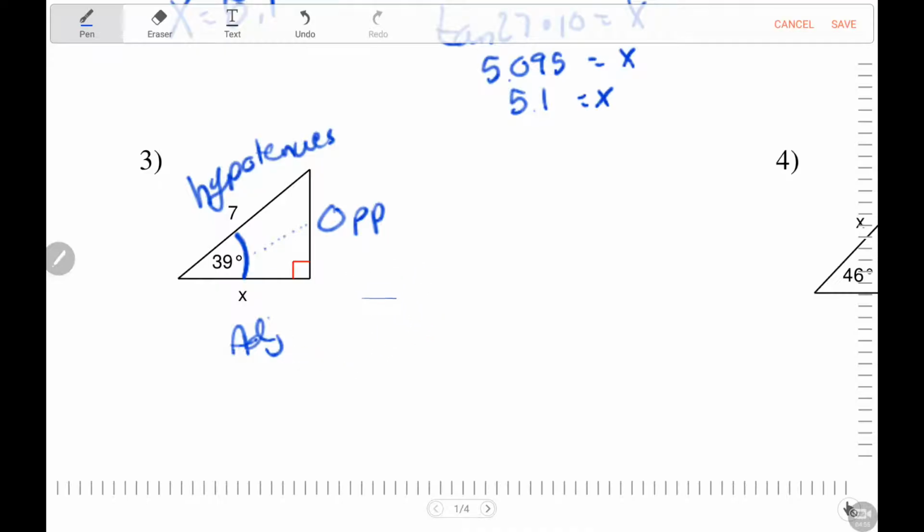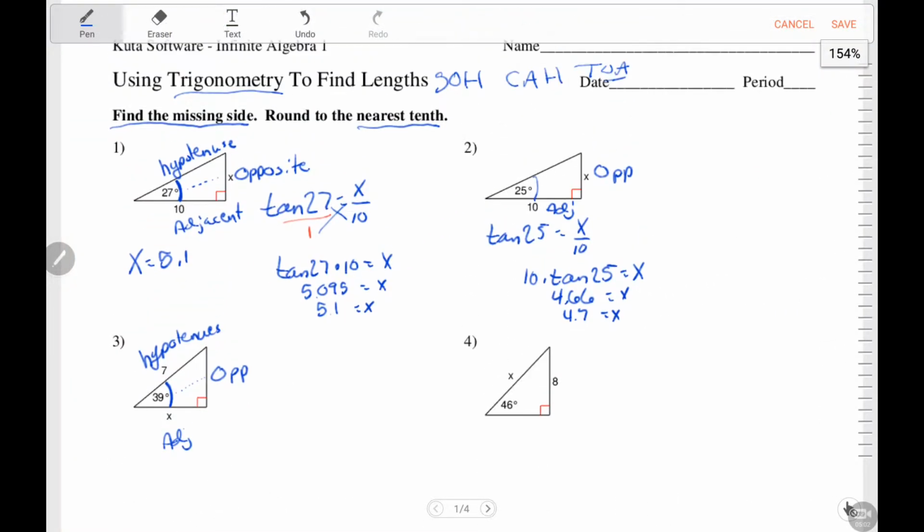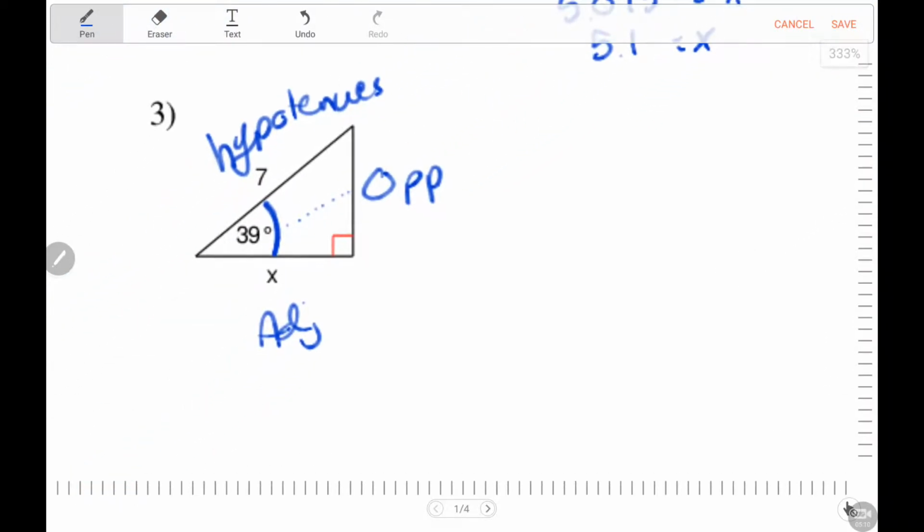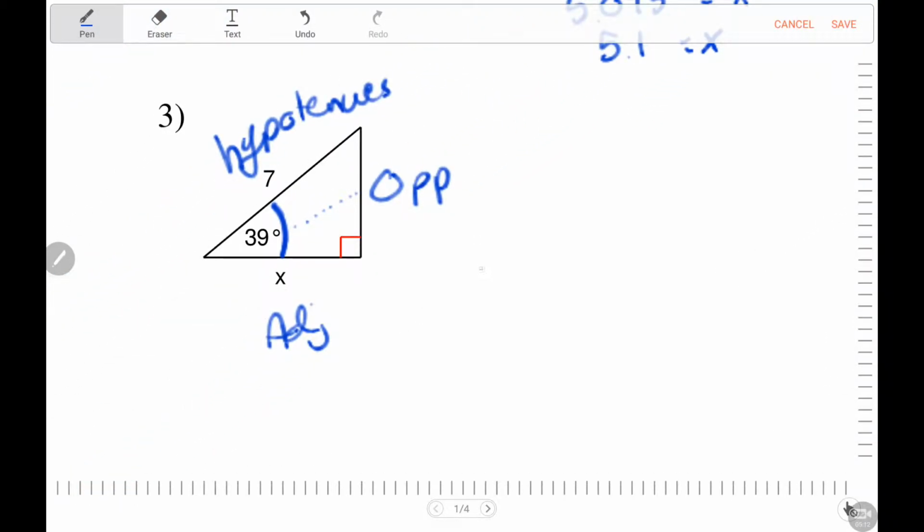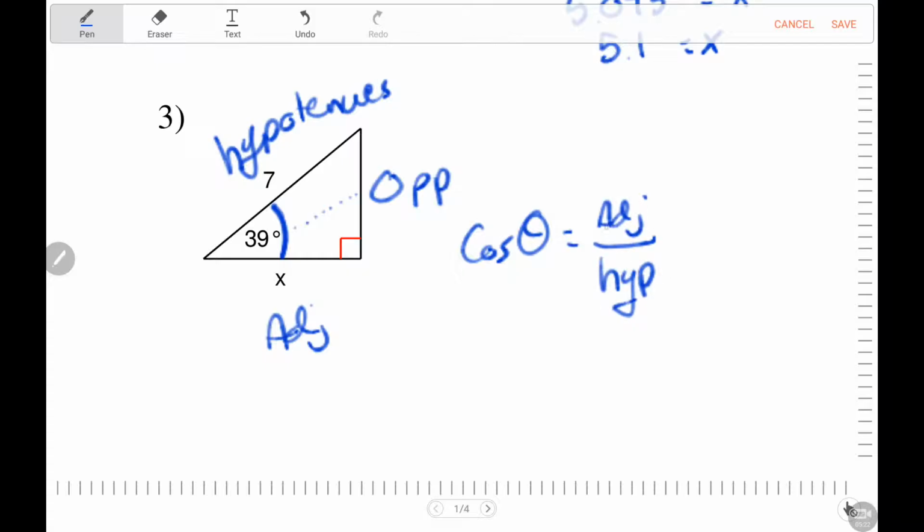So what sides do we have? We have the adjacent and the hypotenuse. If you come back to your little reference, you won't have to remember this, but adjacent and hypotenuse, that's going to be cosine. So we start setting up cosine. The cosine of an angle is the adjacent over the hypotenuse. Therefore, the cosine of 39 degrees is x over 7.